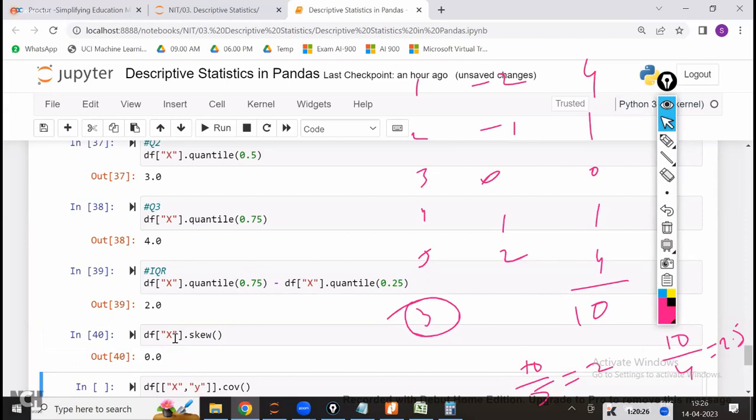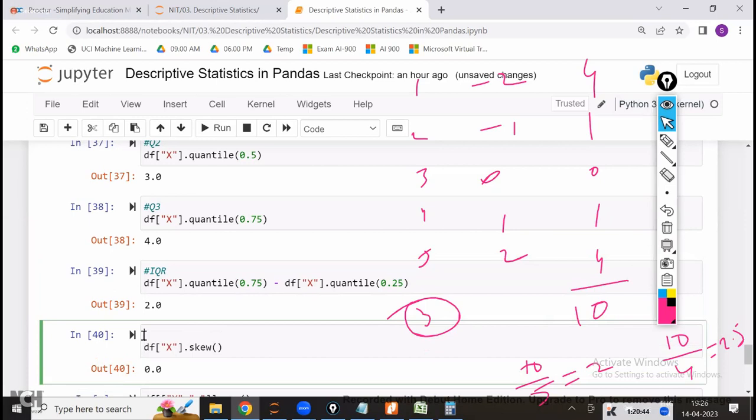Perfect normal distribution if the skewness is 0. If the skewness is a negative value, it is left skewed. If the skewness is a positive value, it is right skewed. If the skewness is 0, normally distributed. In this way, we are going to calculate the skewness. Right? Is that clear, guys? This gives the skewness.